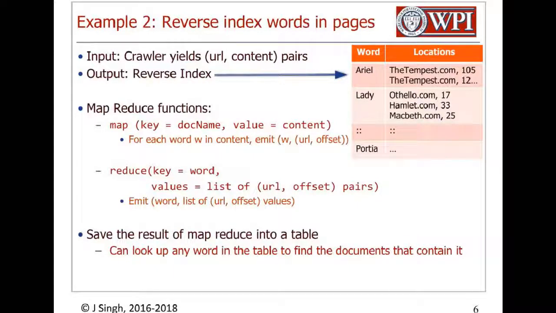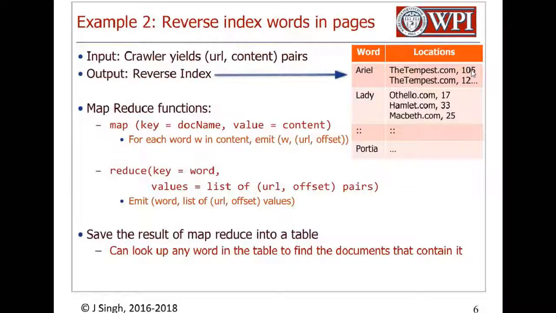This is a crawler, so it's a web crawler. It goes and finds content of all the web pages in the world, and it comes back with pairs of this is the URL and this is the content. And from that, we are supposed to find the reverse index. So let's imagine that all of the URLs we were talking about were works of Shakespeare.